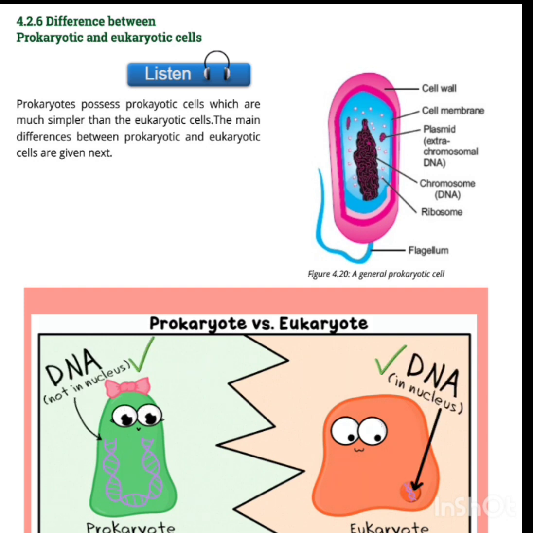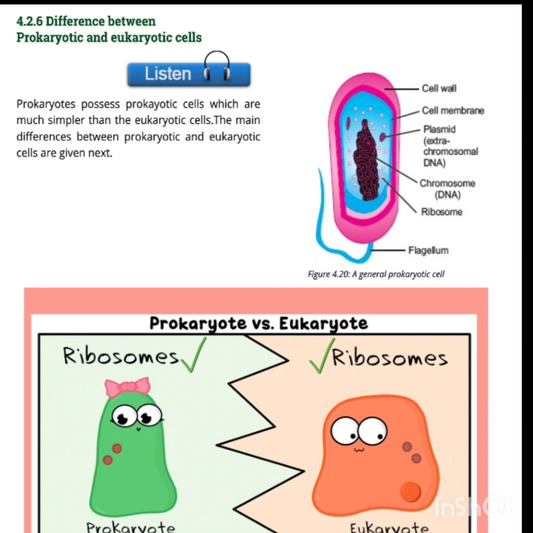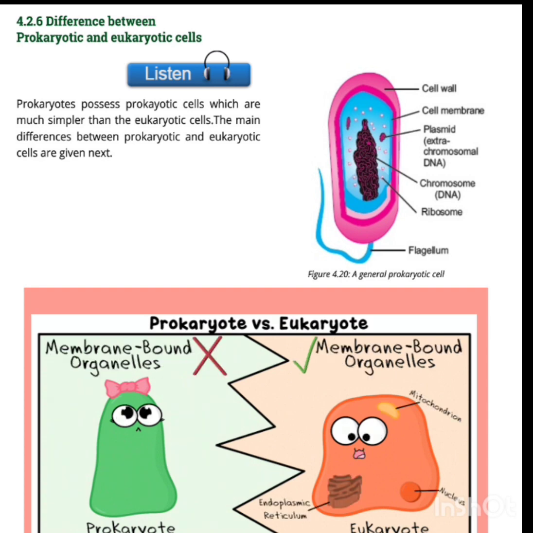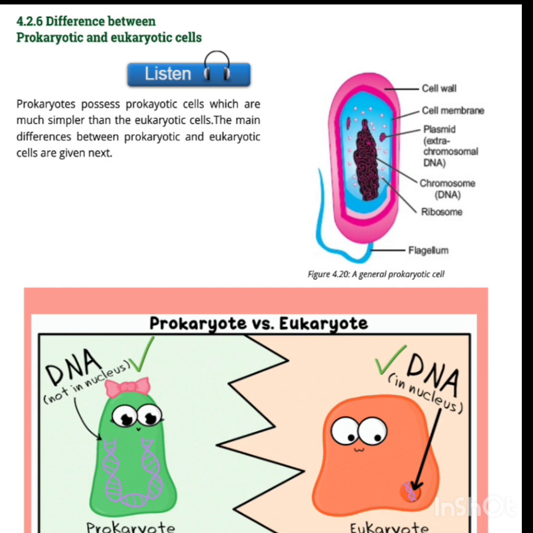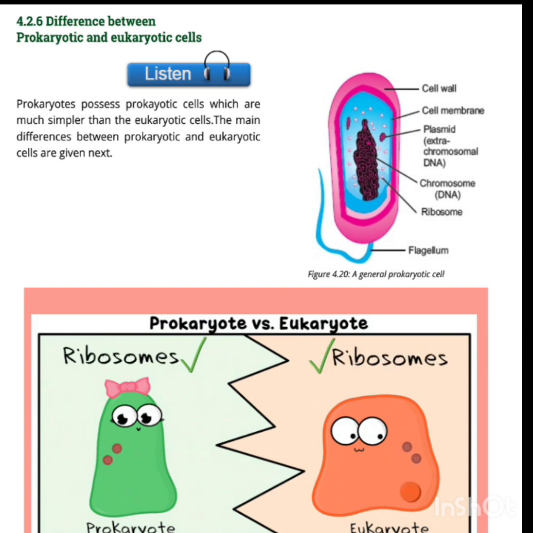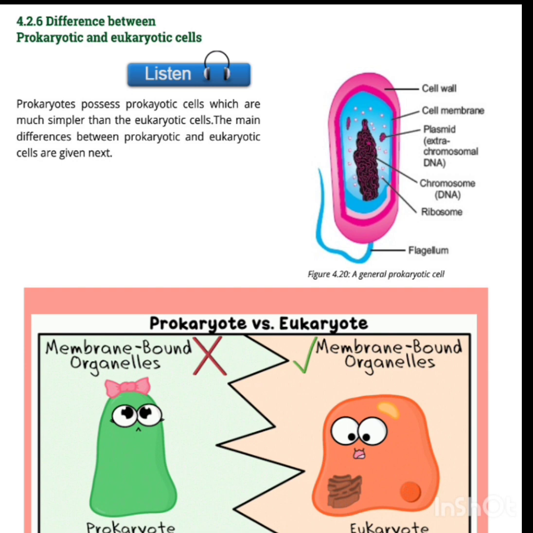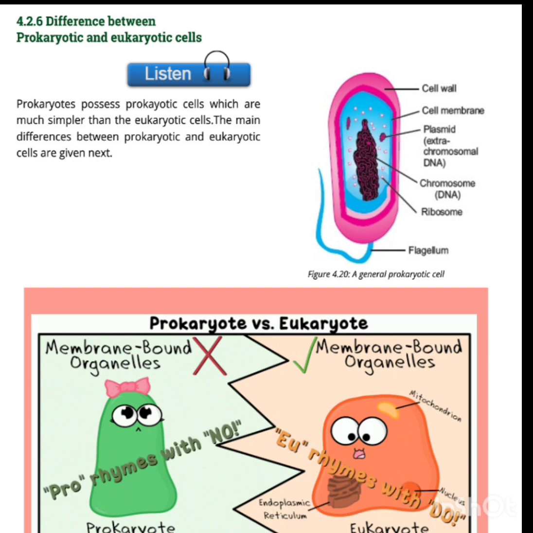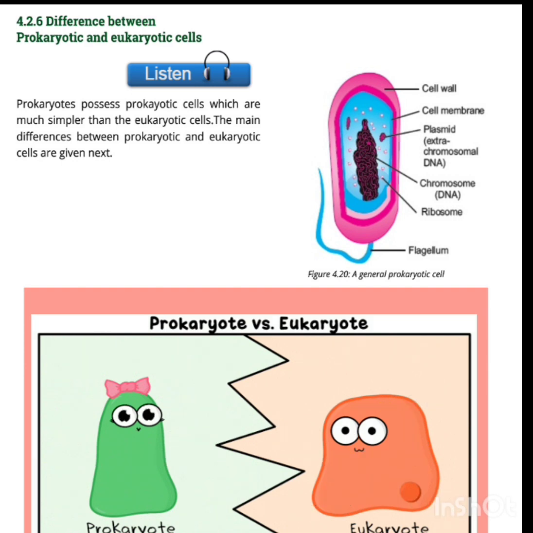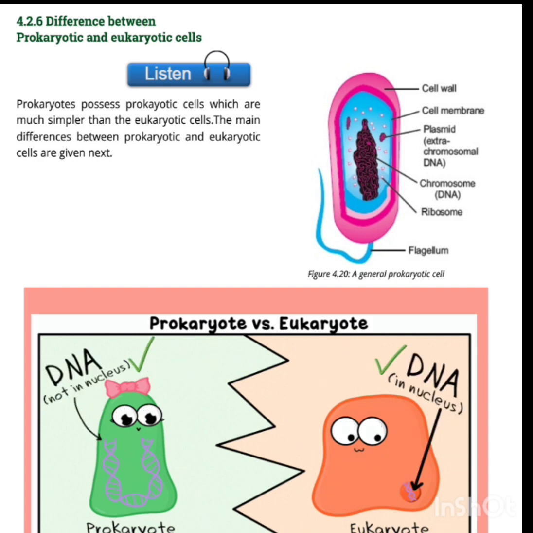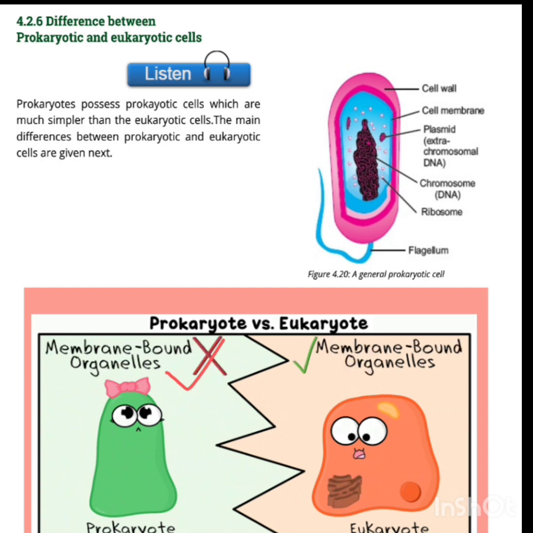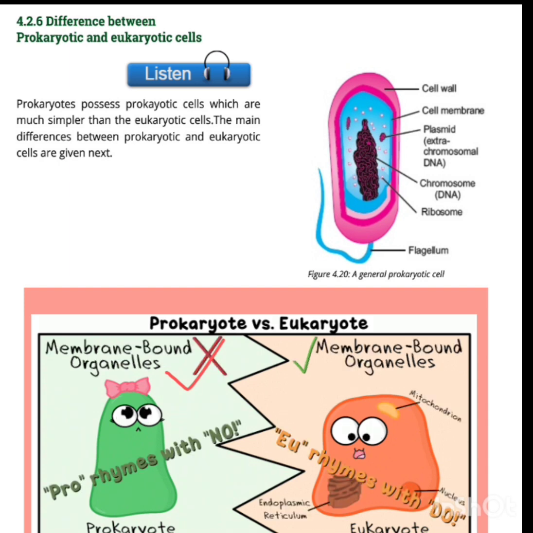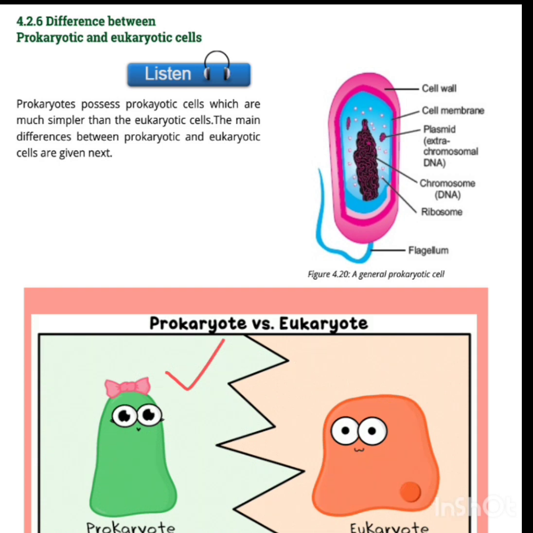Prokaryotic cells are very important for us. Why? Because they maintain nutritional cycle in our environment. They act as microbes, they act as pathogens, and they are used for the treatment of many diseases. They are also present in our intestine for the digestion of food. Other than that, prokaryotic cells are so much smaller in size that they cannot be seen with the naked eyes.